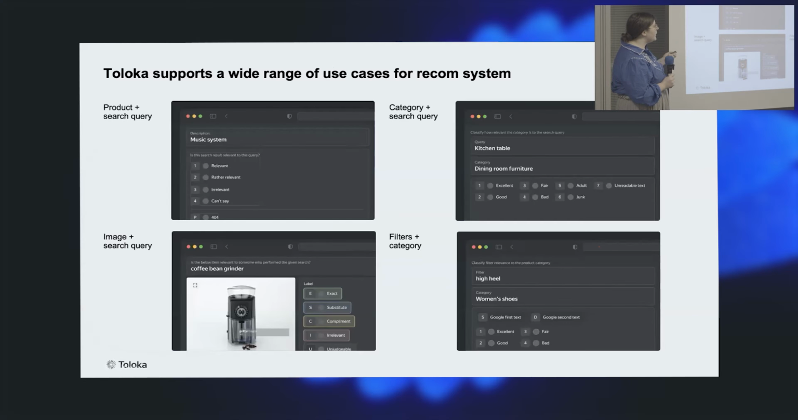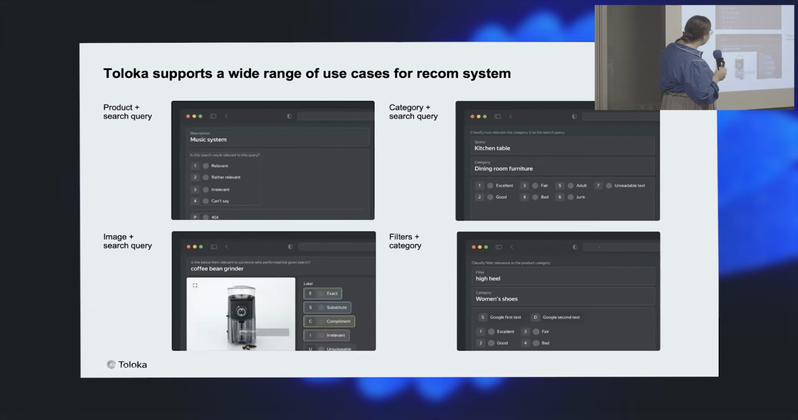And I would also like to show you some other ideas of how your projects on crowdsourcing look like for relevance. So for example, somebody is looking for a music system and we show him some items and ask him whether they are relevant or not, or maybe for a coffee bean grinder, this item, is it substitute, complement, relevant, or other?